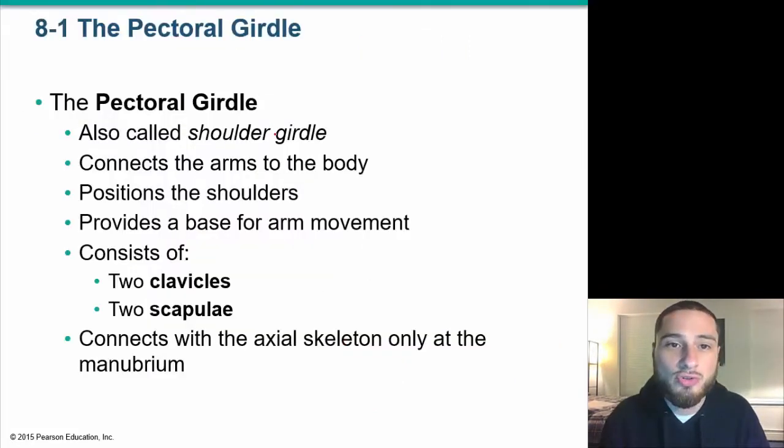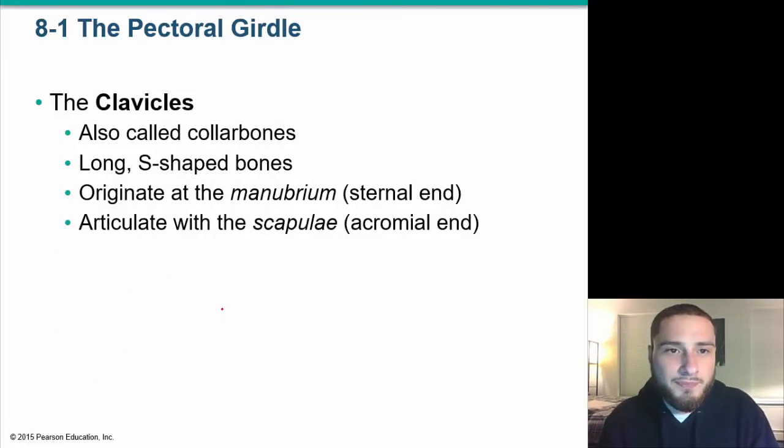Your pectoral girdle or your shoulder girdle connects the arms to the body. You have 2 clavicles, 1 on each side, and 2 scapulae, 1 on each side as well. And the clavicles are also called collarbones. They're long, kind of S-shaped bones that originate at the manubrium, or that top part of the sternum, and they articulate with, or form a joint with, the scapula.